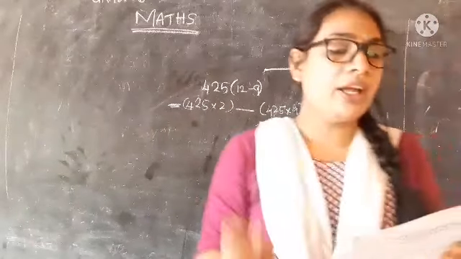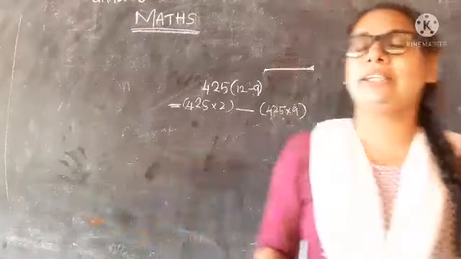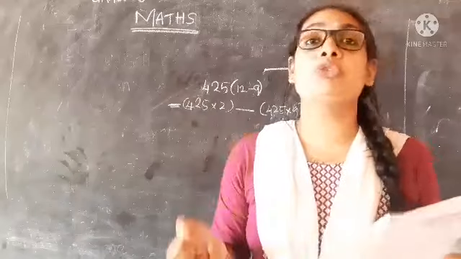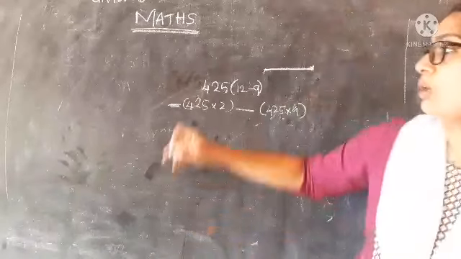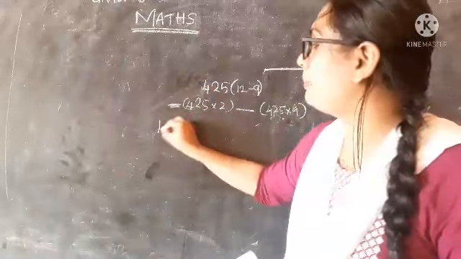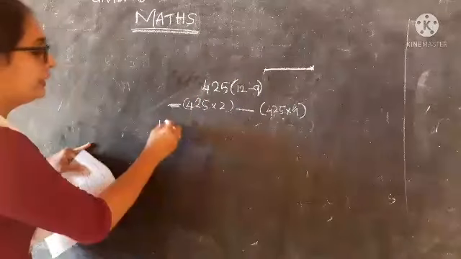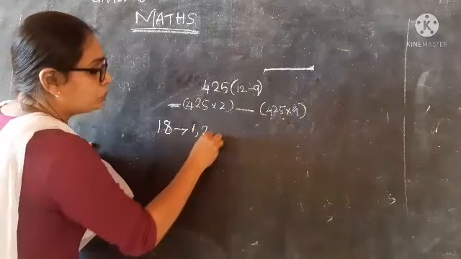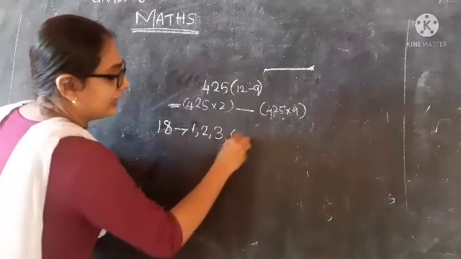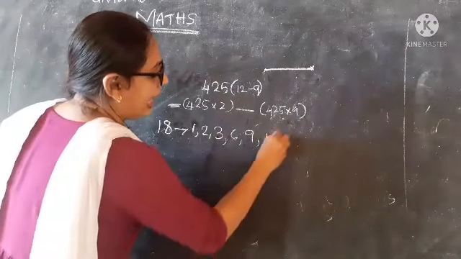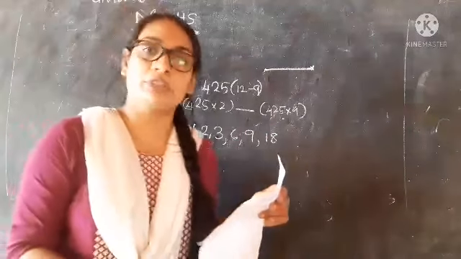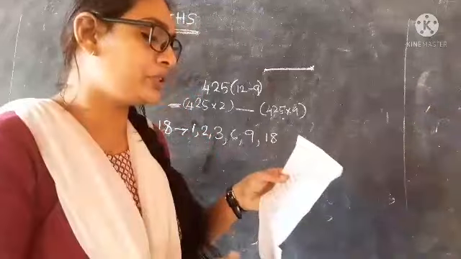So next question, which are the factors of the number 18? Clear, this is a direct question. You know how to factorize a number. So the number is 18. The factors are 1, 2, 3, 6, 9 and 18. These are the factors of 18. I hope you don't have any doubt on that question.